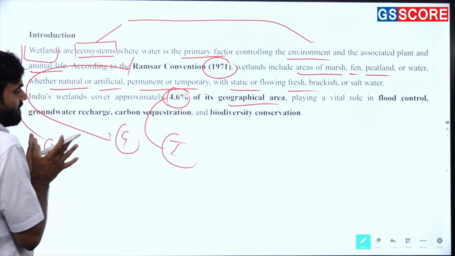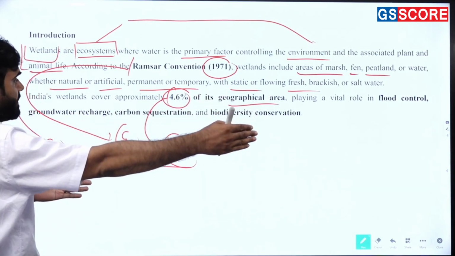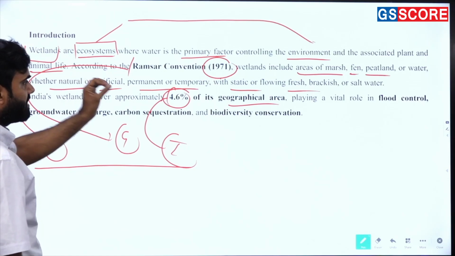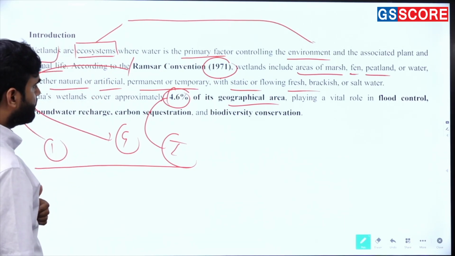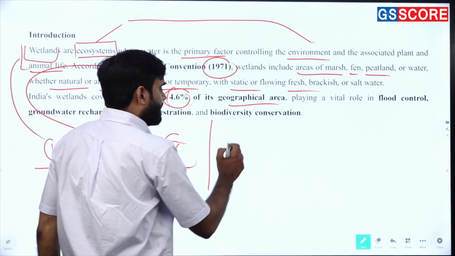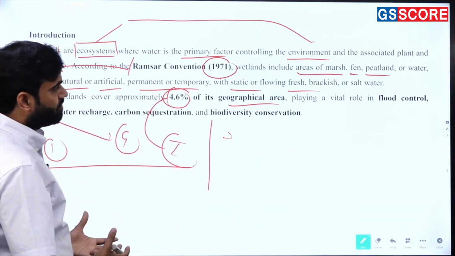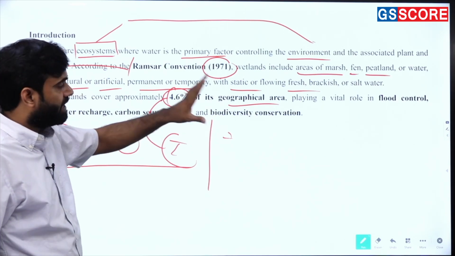So basically in the introduction, I define the wetland in 3 ways. The first is the general introduction, the second is according to the Ramsar Convention, and the third is from the Indian side, the Indian context. Getting my points? That was the reason wetland is known as the kidney of the earth. Getting my points? Why? Because of groundwater recharge, carbon sequestration, biodiversity conservation.